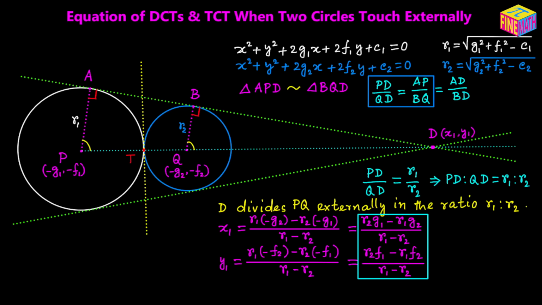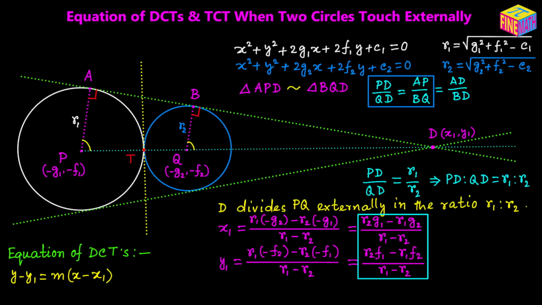So next we are going to see how to find the equation of the direct common tangents. We can take a general equation of a straight line as y minus y sub 1 is equal to m times (x minus x sub 1). Here x sub 1 and y sub 1 are the coordinates of the point D, which of course lies on the direct common tangents. It actually lies on both the direct common tangents. So D is a point that lies on both of the direct common tangents.